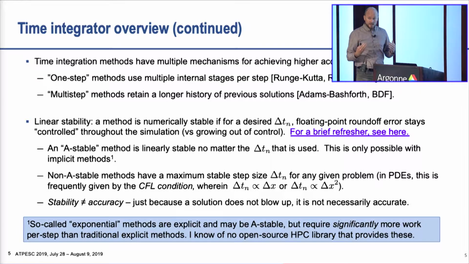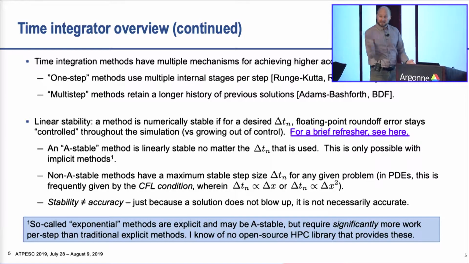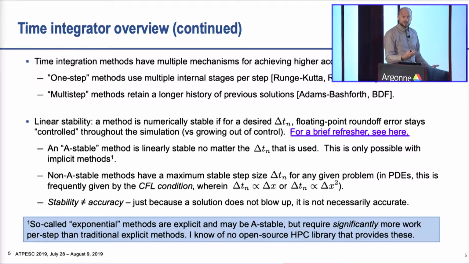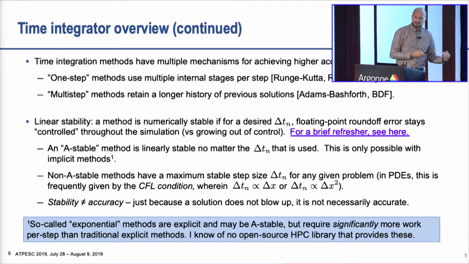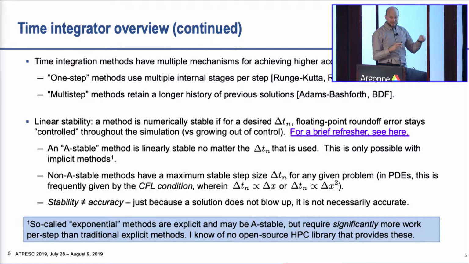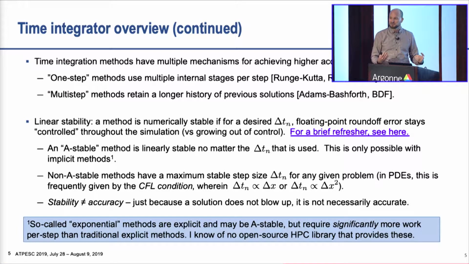That said, there are some methods that are going to be linearly stable no matter what time step size you throw at them. Any time step size you want to use, it'll always work as far as stability is concerned. Those are called A-stable methods. They're only possible with implicit methods. There's a caveat to that. There are exponential integrators that are technically explicit and also A-stable, but they involve so much work per step that they might as well just be an implicit integrator in the first place.